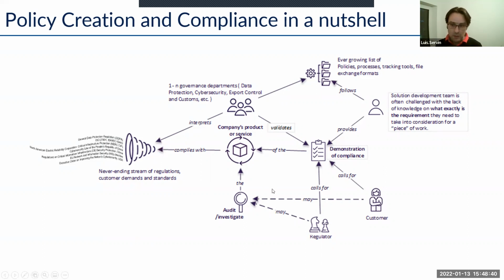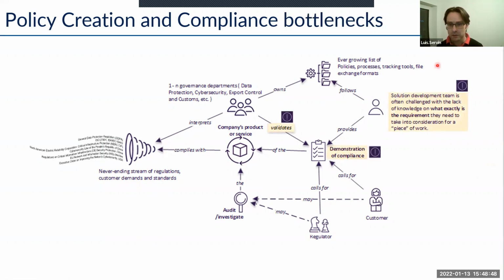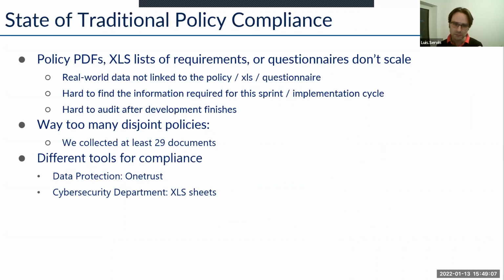And the product, you need to demonstrate that it's complying with any external regulation. And the bottlenecks we can identify here lie in this part, on this corner, right? So here we have the bottlenecks. So the validation step, the demonstration of compliance, and this part, they're very difficult to demonstrate. They're very difficult to get right. So why is this so exciting? Because I took this first sentence from Dennis Cruz's presentation earlier this week. Policy PDFs or Excel lists or even questionnaires don't scale.